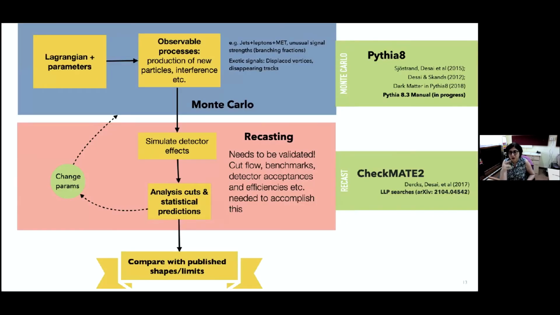Okay, so this is a flowchart of how a theorist would go about implementing and understanding these searches. So you start, so there's the Monte Carlo bit, which is pretty much the same for everybody.